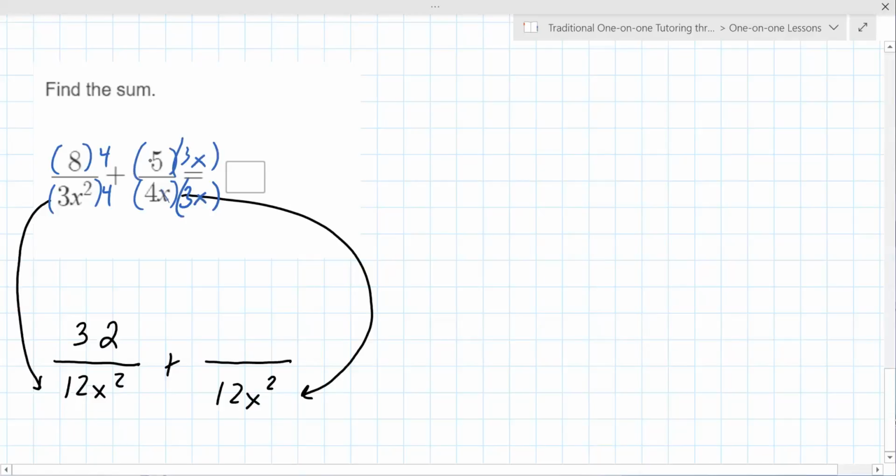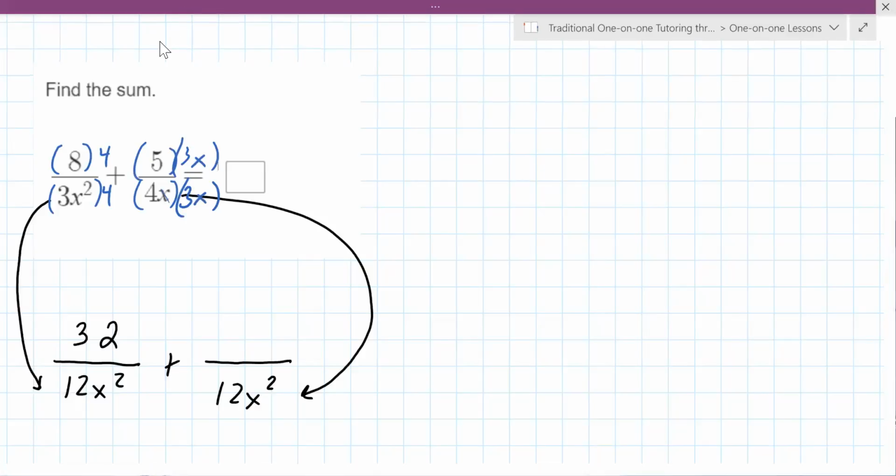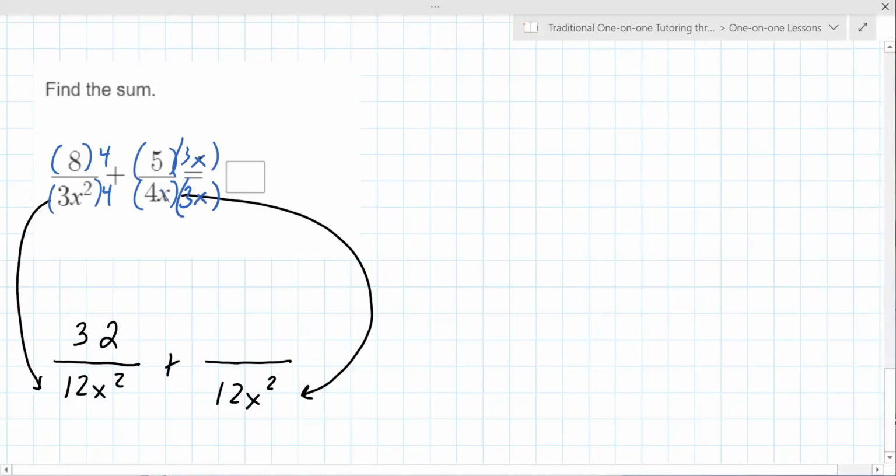So what does the numerator become? What is 5 times 3x? 15x. So now that the bottoms are the same, you can just add the top.